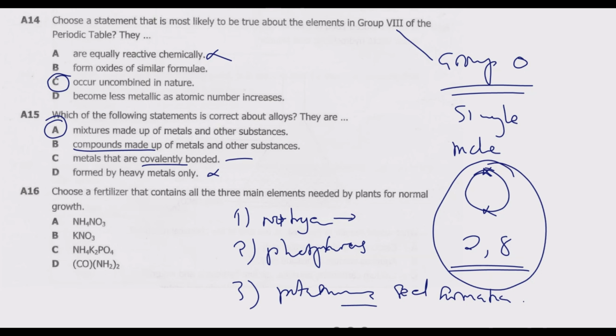So we need to look for this. So this one has nitrogen, but no potassium and phosphorus. Potassium and nitrogen is there, but phosphorus is not here. This one has nitrogen, potassium, and phosphorus. So C is the best answer.